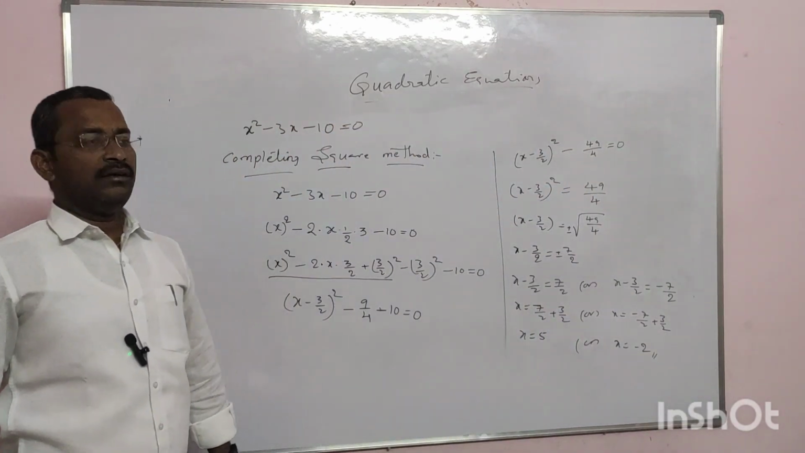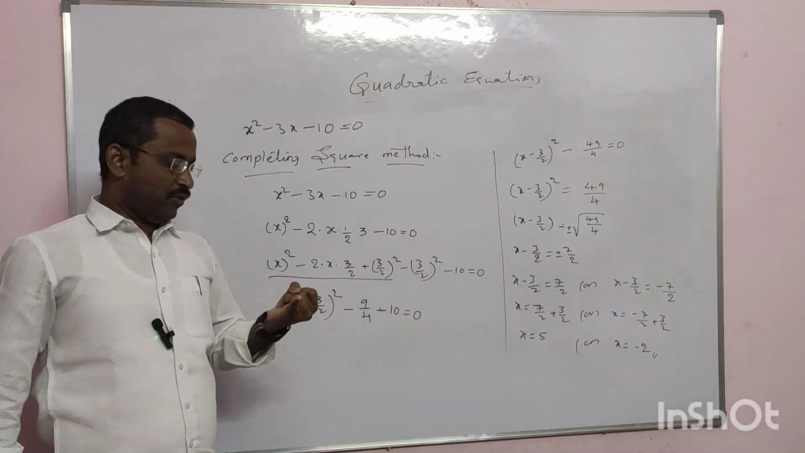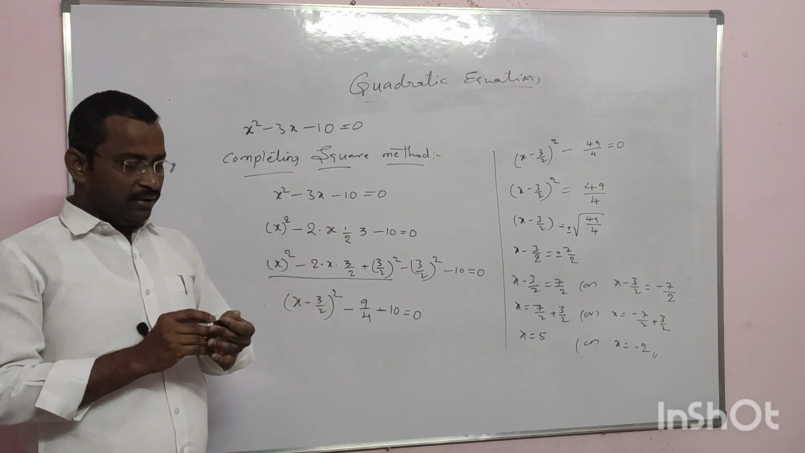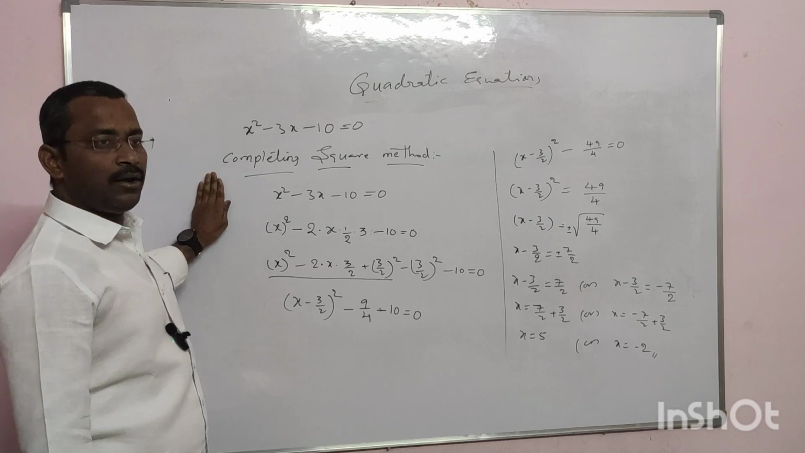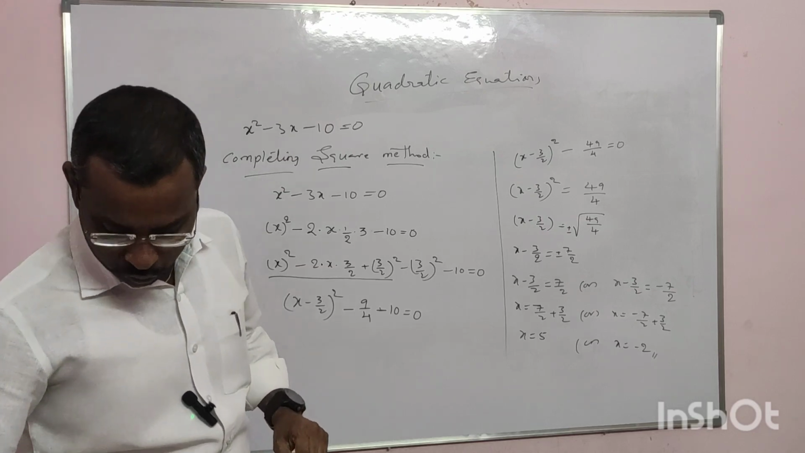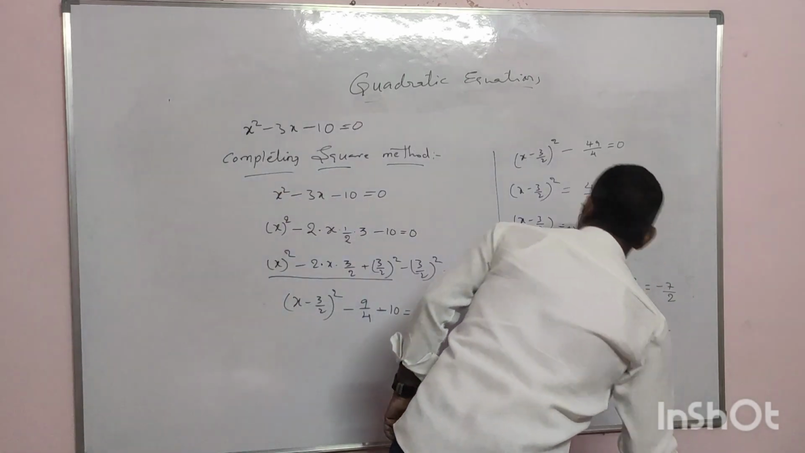We got the same answer for all the three methods: formula, factorization and the completing square method. Apart from this, the completing square method is a little complicated. Let's take one more question only on the completing square method.